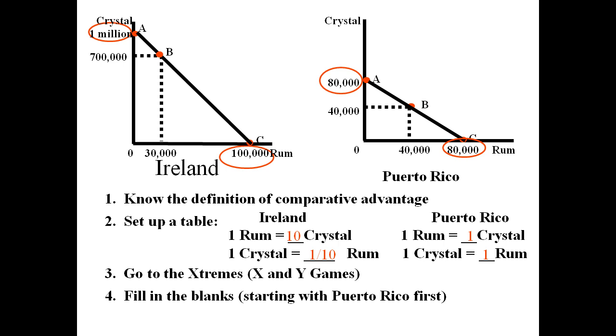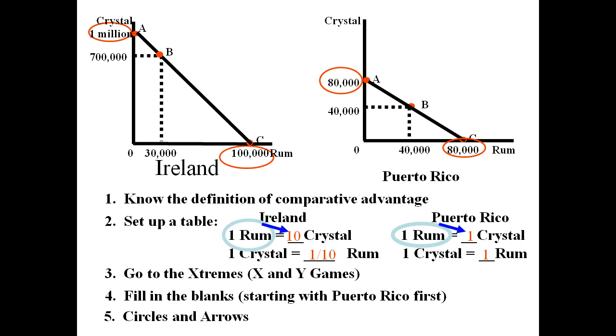So now we have to figure out who gives up less, who has the comparative advantage in rum and crystal. Let's start with rum. Ireland, if it focuses on rum, has to give up 10 crystal. Puerto Rico, if it focuses on rum, for every 1 rum is giving up 1 crystal. So who's giving up less crystal to make rum? That is Puerto Rico. Therefore, Puerto Rico has the comparative advantage in making rum.